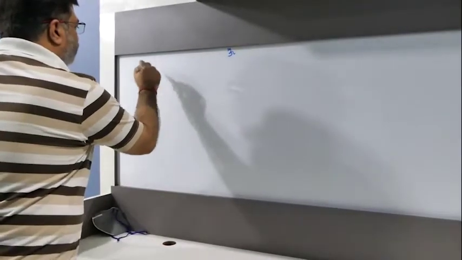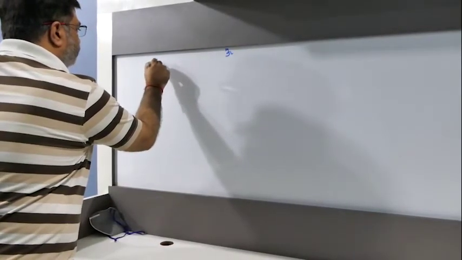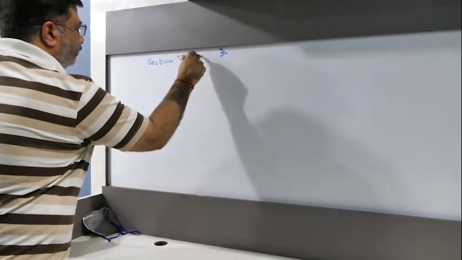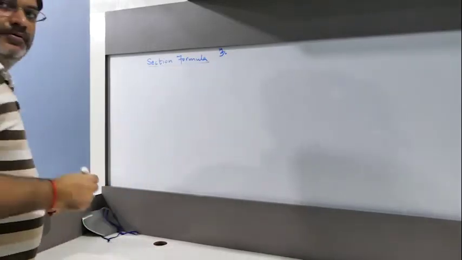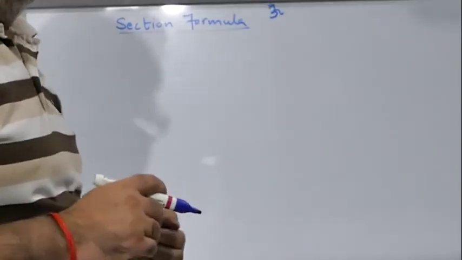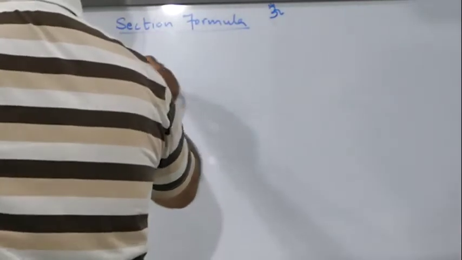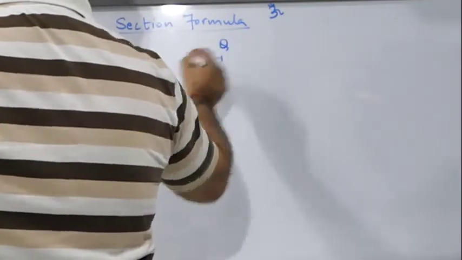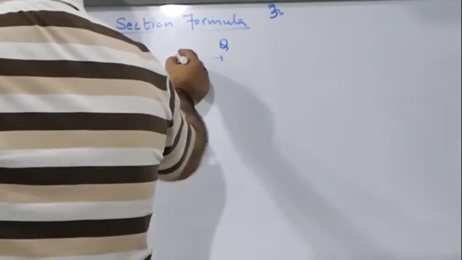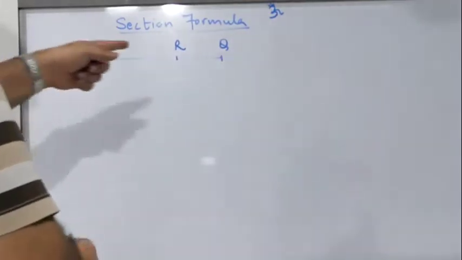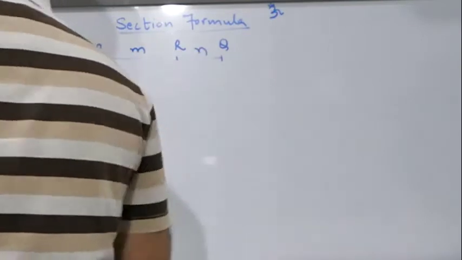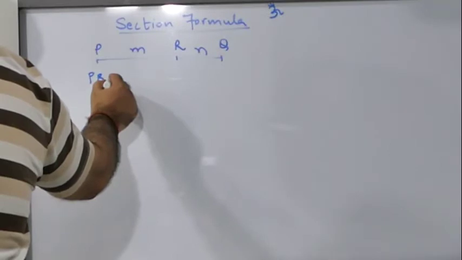So let's understand section formula. What does section formula say? Section formula says that supposing you have a segment like this, P, Q, and there is a point R which divides this segment PQ in the ratio m is to n, right? So what is the ratio of PR is to RQ?